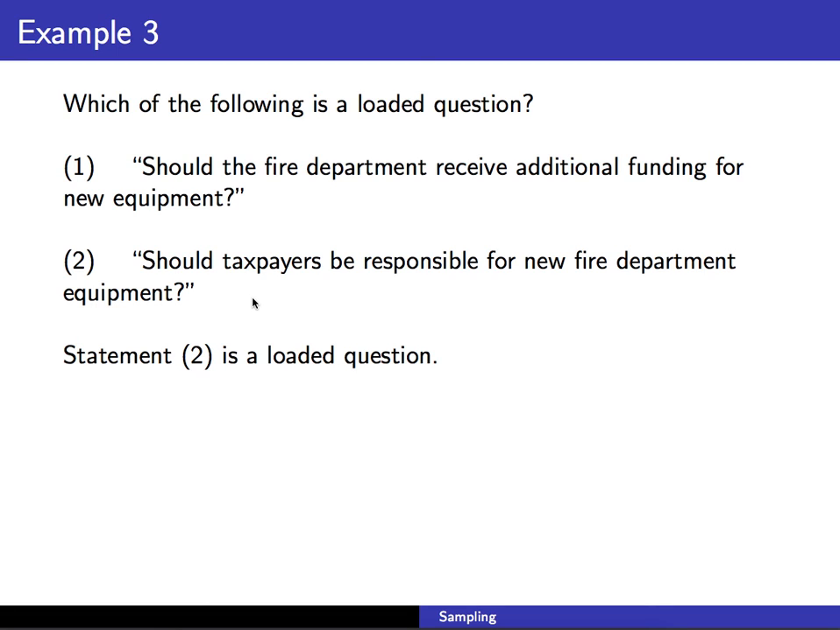So try to be as objective with any kind of questions that are asked as you possibly can. The more objective, the better. Be aware that loaded questions do exist, and if you're designing a study or even an experiment, try to avoid using loaded questions if at all possible.